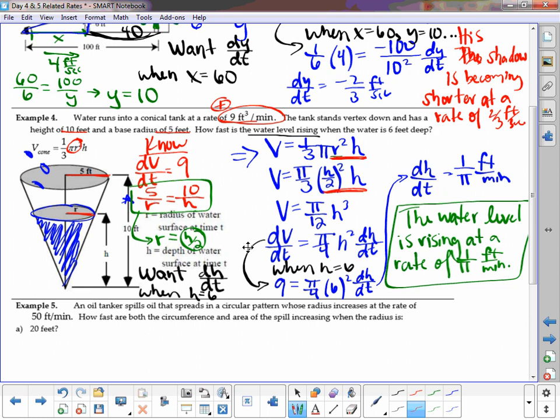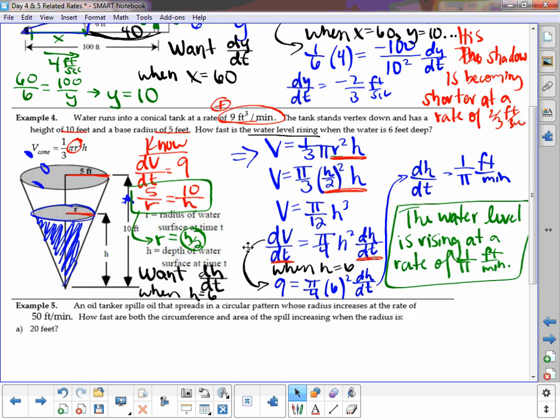So now when I do my volume, I will have dV/dt and dh/dt, which is what we know and what we want. Whereas if I had done it up here, I would have had dr/dt, which we know nothing about. So then we can go ahead. At the moment when h is 6, my volume is coming in at a rate of 9, my height is 6, and dh/dt is what we're solving for. Let me just simplify. Again, guys, if you have similar shapes, you're probably going to have to use it in some way, shape, or form.